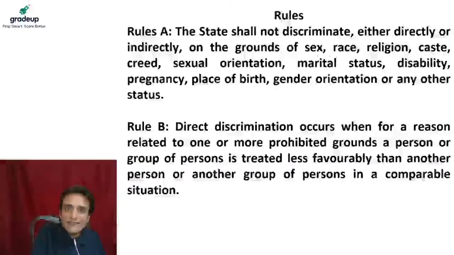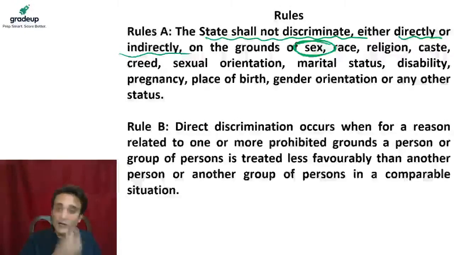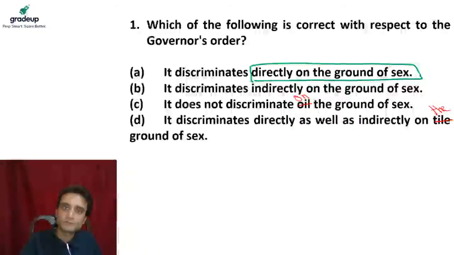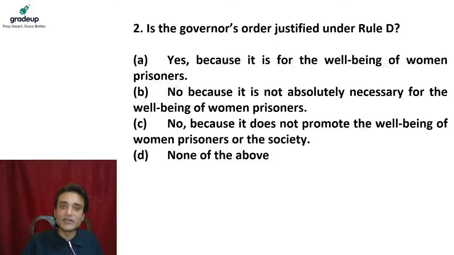Now come to Rule A. The state shall not discriminate either directly or indirectly on the ground of sex. Am I clear? Did you understand? Let's go to question number 2. Insofar as question number 1 is concerned, the correct answer, friends, is definitely option A. Option A is the right answer. Am I clear? Did you understand?